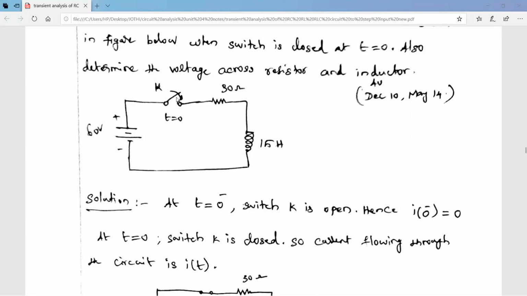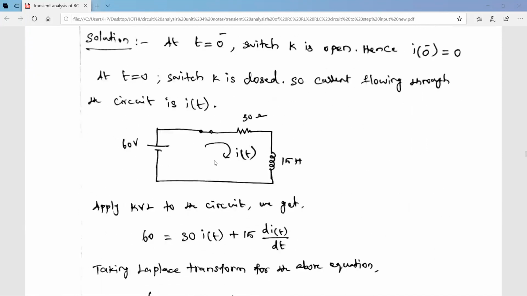And at time t equal to 0, we are closing the switch. If we close the switch, we will get one closed path. So in this closed path, let us assume the current flowing in this loop. You see the diagram: the switch is in closed condition. That's why we consider the current flowing in this RL circuit as i of t. Now we are going to derive the value of this i of t.